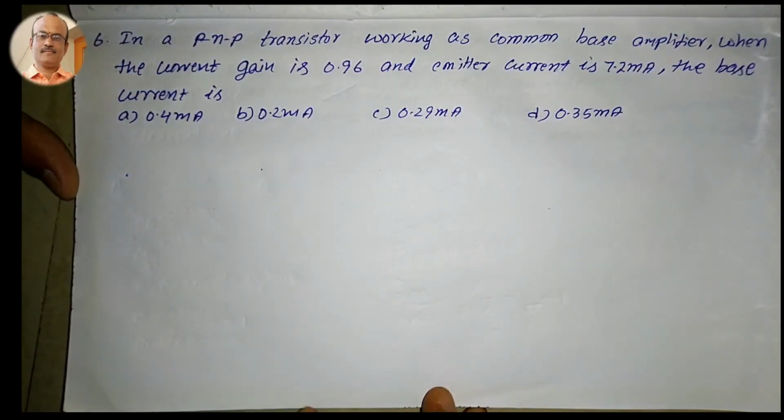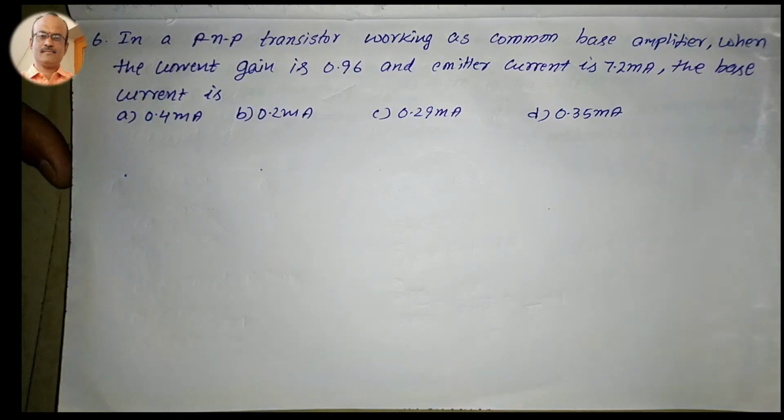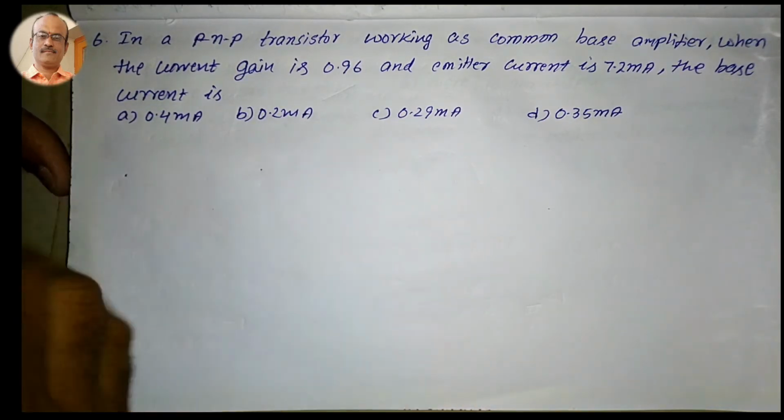Now the question number 6. In a PNP transistor working as common base amplifier, when the current gain is 0.96 and emitter current is 7.2 milliamperes, the base current is how much? Now in this question what are given here?